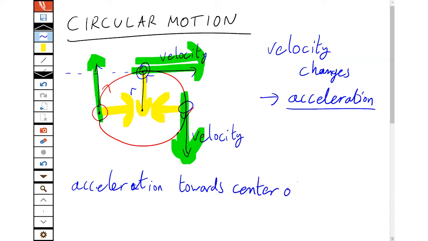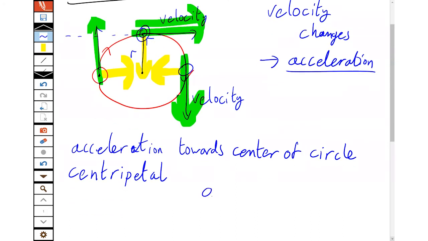Center of circle. And that's why it's sometimes called centripetal acceleration. It literally means seeking the center. It's trying to get to the center. So you have the centripetal acceleration always towards the center of the circle. And that's given by the speed squared over the radius.